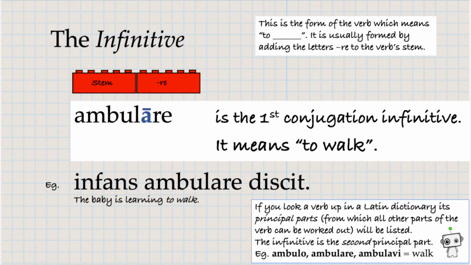It's also worth noting that if you look up a verb in a Latin dictionary, its principal parts will be listed, and the infinitive is one of these principal parts. They're called principal parts because you can use them to work out every other bit of the verb. So for instance, for ambulo, it goes ambulo, ambulare, ambulavi, and then it says the English meaning, which is walk. So you've got the present tense, the infinitive, and the perfect tense. Principal parts are incredibly useful. Just remember them when you're looking up your verbs.